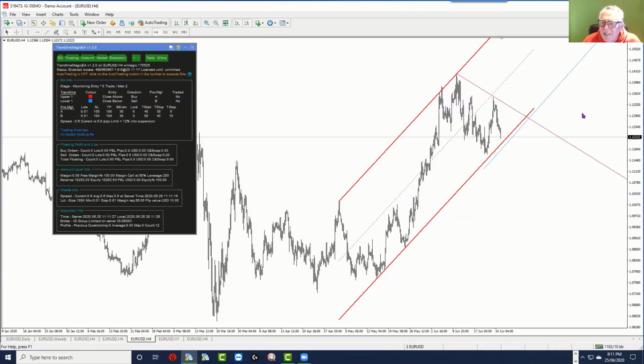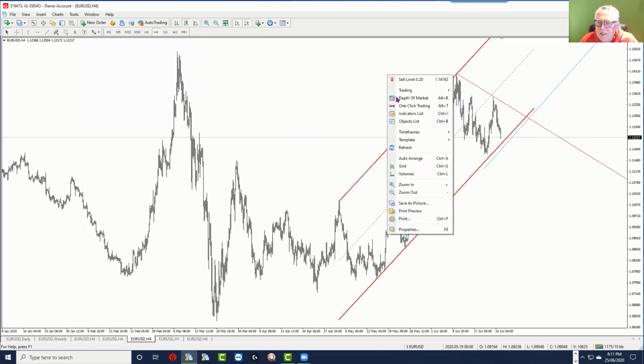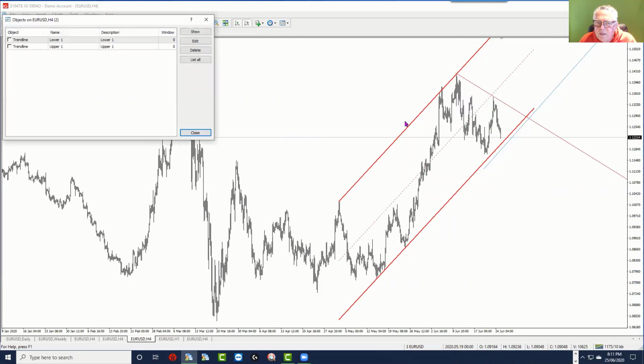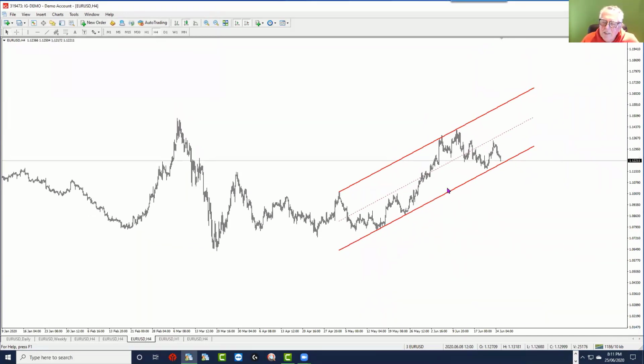And essentially, I think what I'm going to do is actually delete it off the chart completely, and delete all the objects and things like that. Close. There we are. Okay, so we've got a chart like this. It's a channel trading chart. It's got 1 bounce, 2 bounces, 3 bounces, and the 4th bounce has happened there.